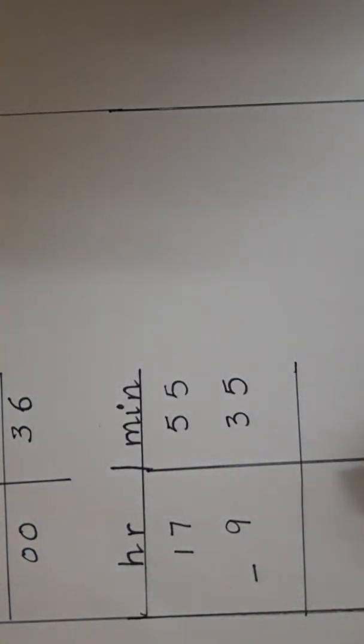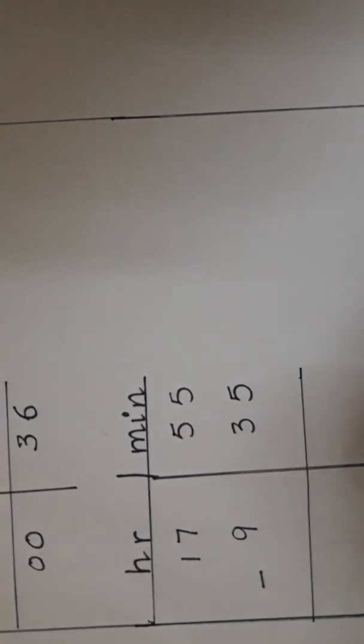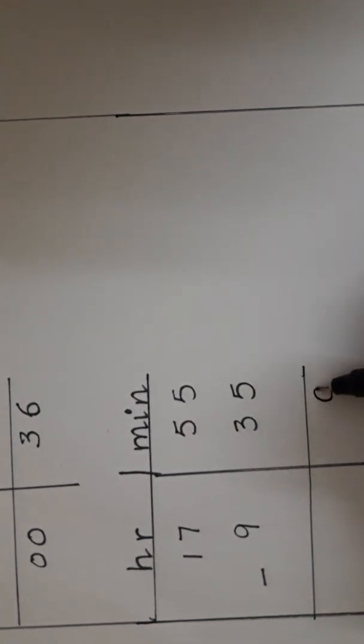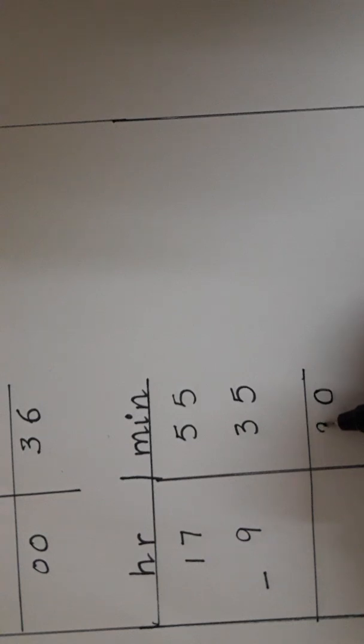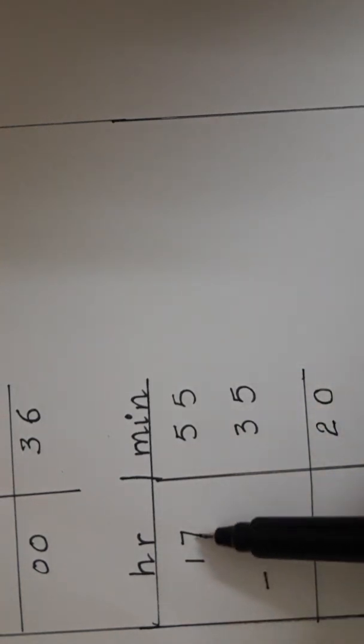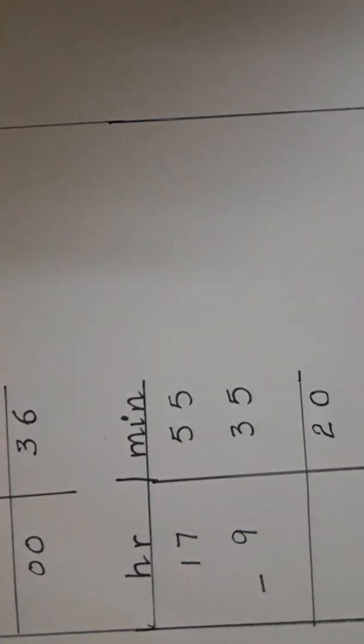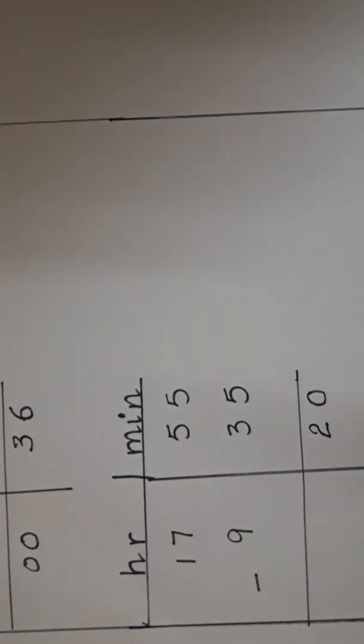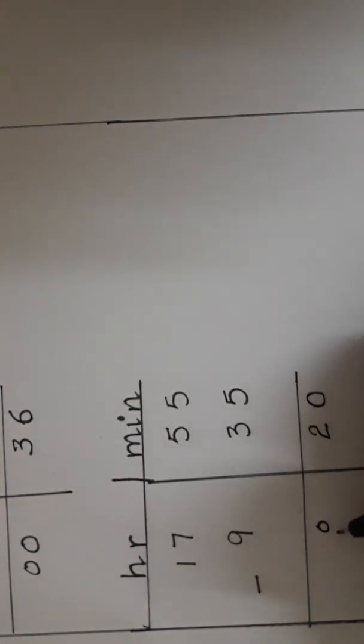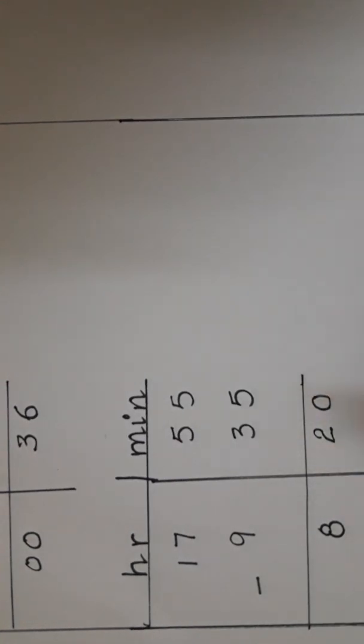Okay, move to part G. 5 minus 5 is equals 0. 5 minus 3 is equals 2. And 7 minus 9, we will take carry, so it will become 17. 17 minus 9, just count on your fingers. How many? 8. So 8 hours 20 minutes.